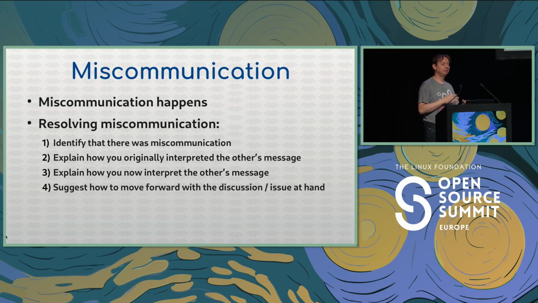So I have this 3-step system to deal with miscommunication. First, just notice that there is a miscommunication and also say so in your reply, like, hey, I noticed that there was a bit of miscommunication, that we misunderstood each other. Then explain how you originally interpreted the other's message. So basically say, oh, I thought you were disagreeing with me, so this is why I wrote this long rambling mail of why I think my way is better. Then explain that you now understand that the other person was actually agreeing with you, and then suggest how to move forward, which, if the case was the example of disagreeing versus agreeing, is easy, right? But sometimes it can be the other way around.